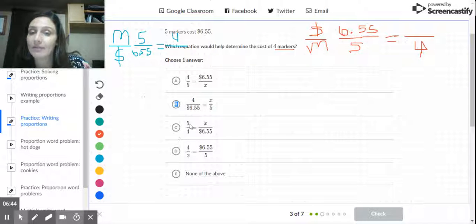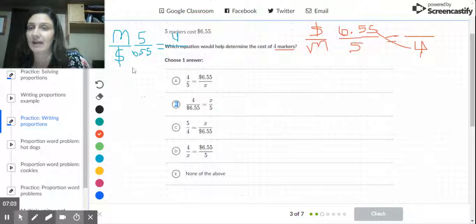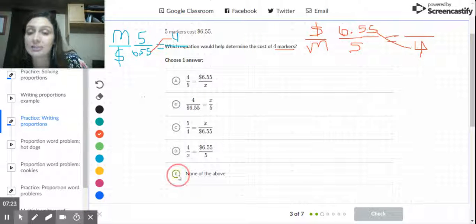So if I take the 4 or the 5 markers, 5 markers, it's got to be next to or on the same fraction as the 6.55, because I know that if I do my process, I am going to be multiplying 4 times 6.55, no matter what direction. Here, I'm not multiplying 4 times 6.55. I'm not multiplying 4 times 6.55 diagonally. So none of these work, okay?